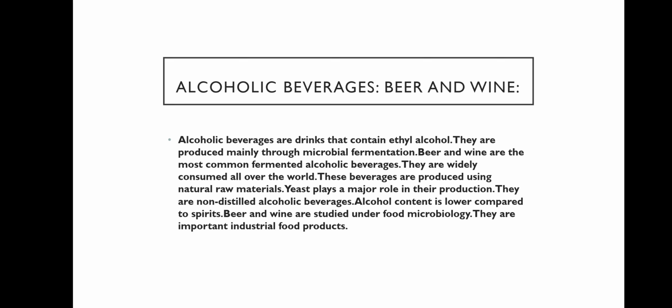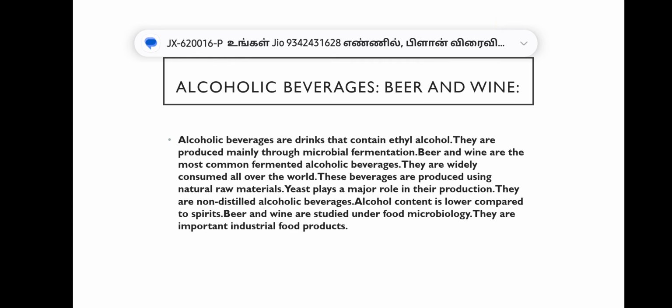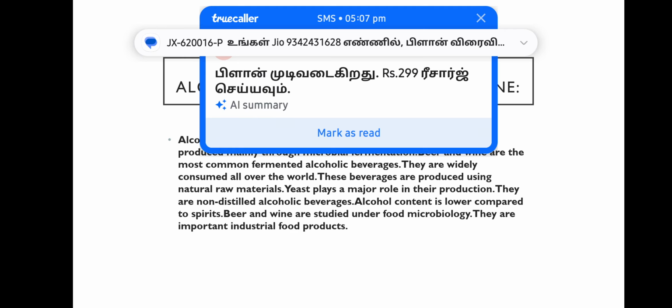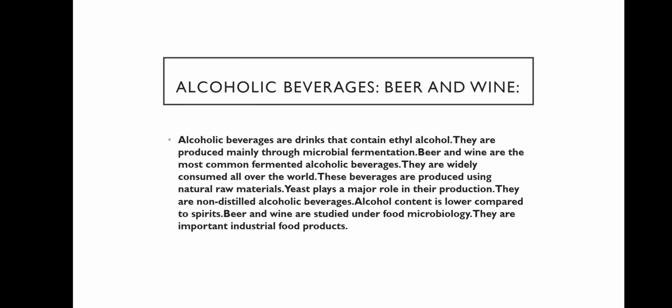Alcoholic beverages, beer and wine. Alcoholic beverages are drinks that contain ethyl alcohol. They are mainly produced as fermented alcoholic beverage products using natural raw materials. Yeast plays a role in their production. They are non-distilled alcoholic beverages. Studied under food microbiology. They are important industrial food products.